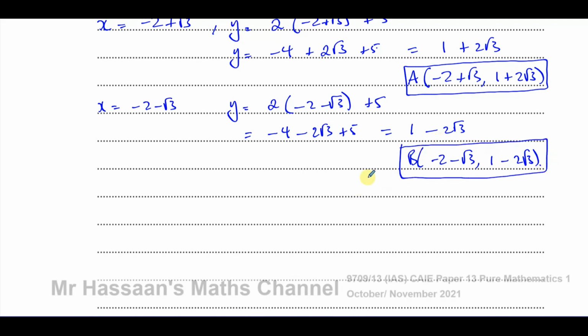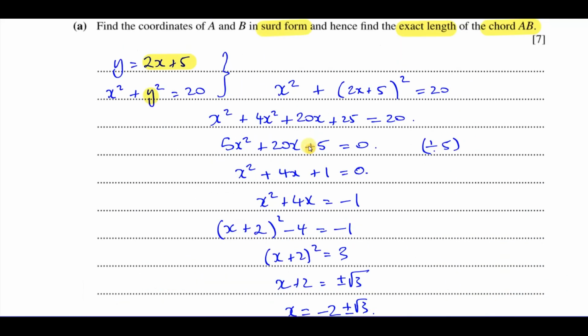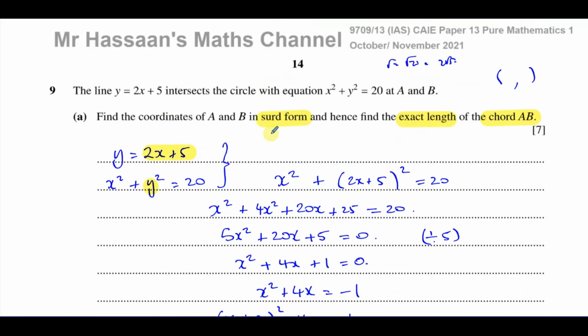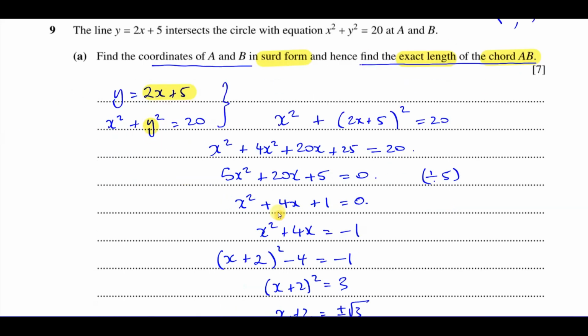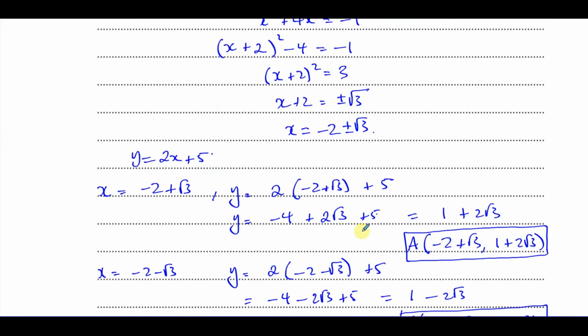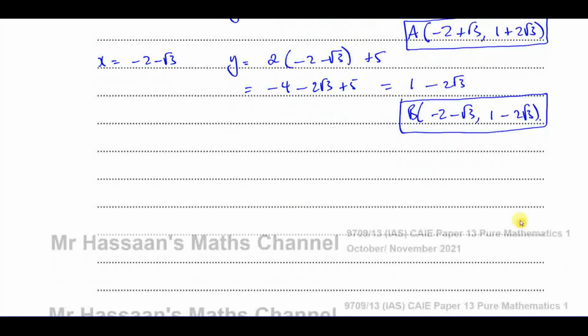So now that's the end of the first part of the question, which is to find the coordinates of A and B. Don't forget there's another part, which is to hence find the exact length of the chord AB. What we found is the coordinates of the points. Now we've got to find the length of AB. The length of a line segment is given by Pythagoras' theorem basically.